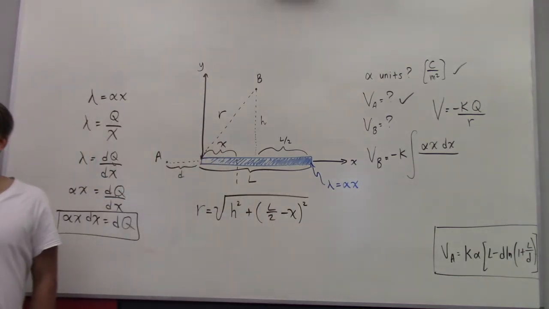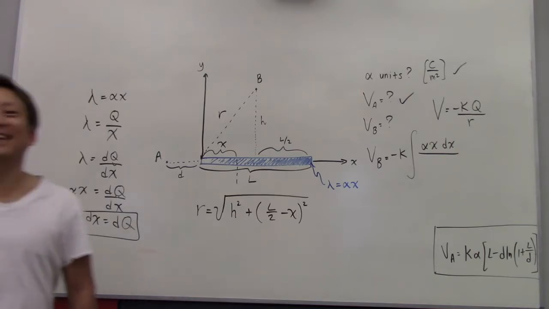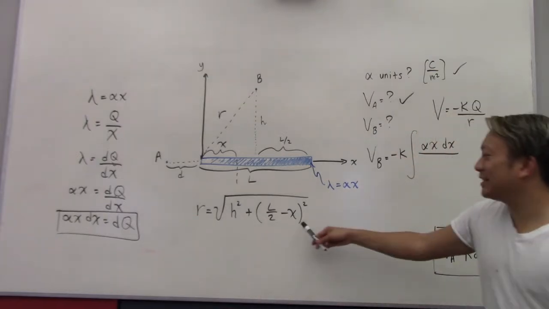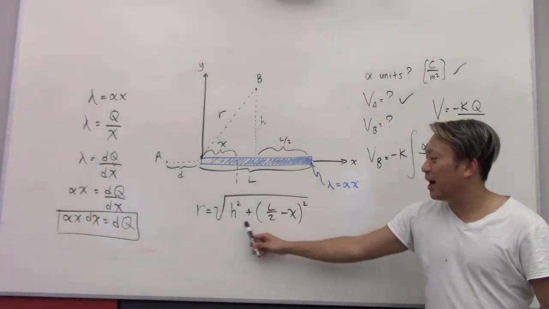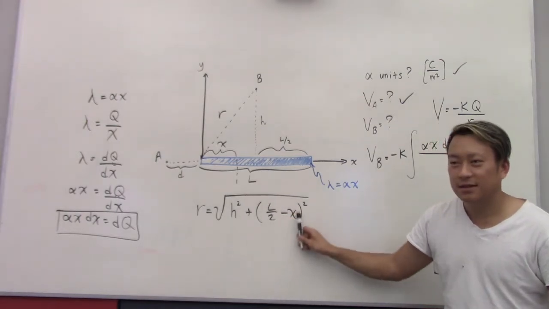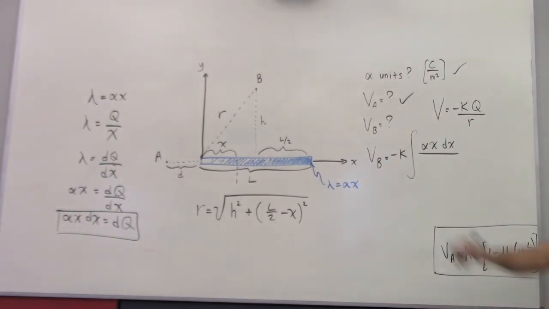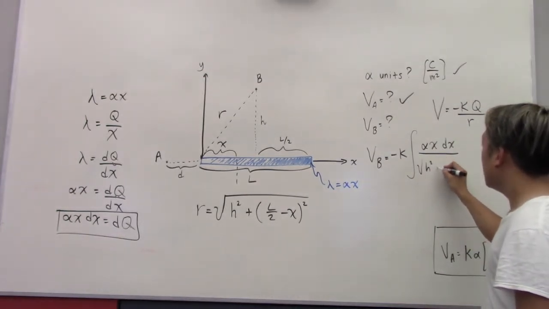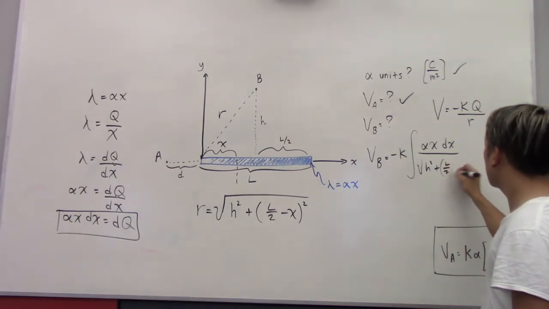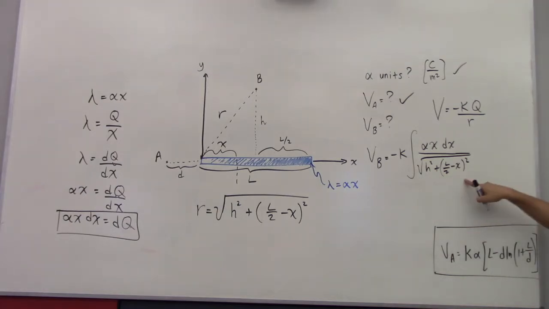What is that formula? Where did I get that from? I didn't just pull it out of thin air. It's just the Pythagorean theorem. H squared plus this distance squared, and the square root of that is r. So you just plug that in here. So you have the square root of h squared plus L over 2, the quantity. Boom. So that's the setup.